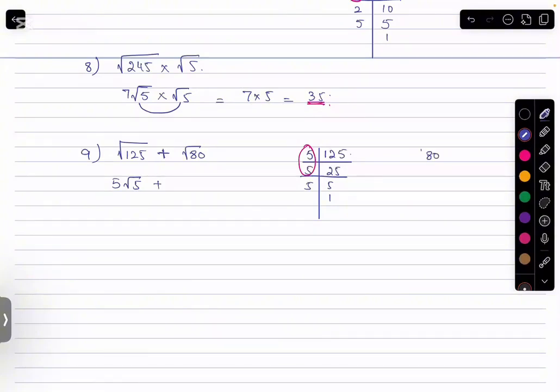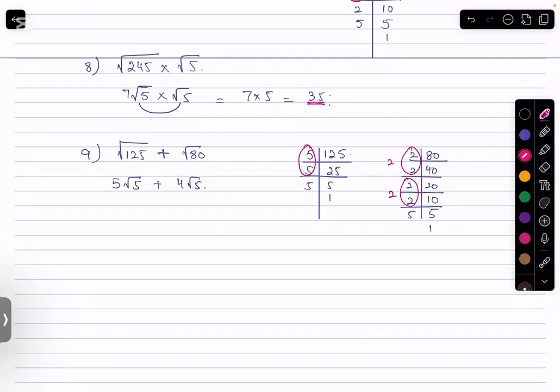I'll take the LCM of 80. This becomes a 2 and a 40, 2 and a 20. Then I should be having 2 and a 10. Then it's a 2 and a 5. And then 5 times 1. So this is a pair, this is a pair, 5 is without the pair. I'll just write it once. So this becomes a 4. So can I say that this is a 4 root 5? Correct?